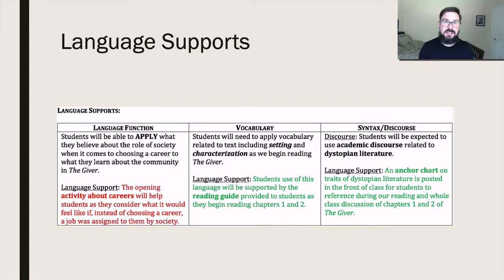Again, this is a complex concept. All three of these are complex, and so we will work through what it means at each stage of our lesson planning process and how to incorporate language supports a little bit closer to EdTPA. But I want you to start thinking about what the different elements are of language function, vocabulary, syntax, and discourse, and then what sort of language supports you can provide at this point.